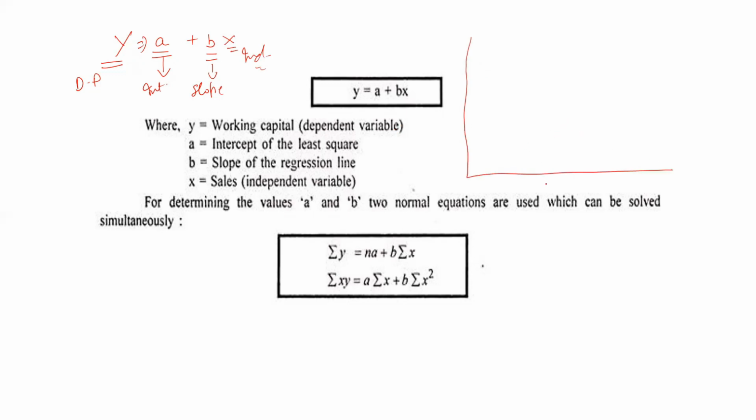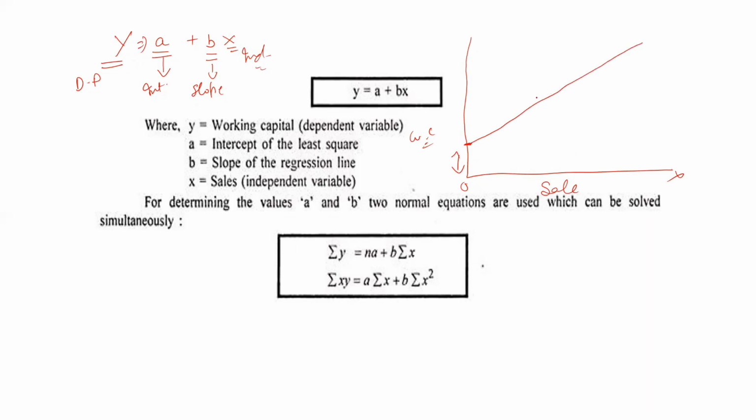So what do we mean by that? The independent variable is always written on the OX axis, and the dependent variable is always written on the OY axis, and this is the working capital. Intercept is the initial point where the actual geometrical line starts. So suppose it starts from here, and slope estimates the steepness of the line. So this is the slope.